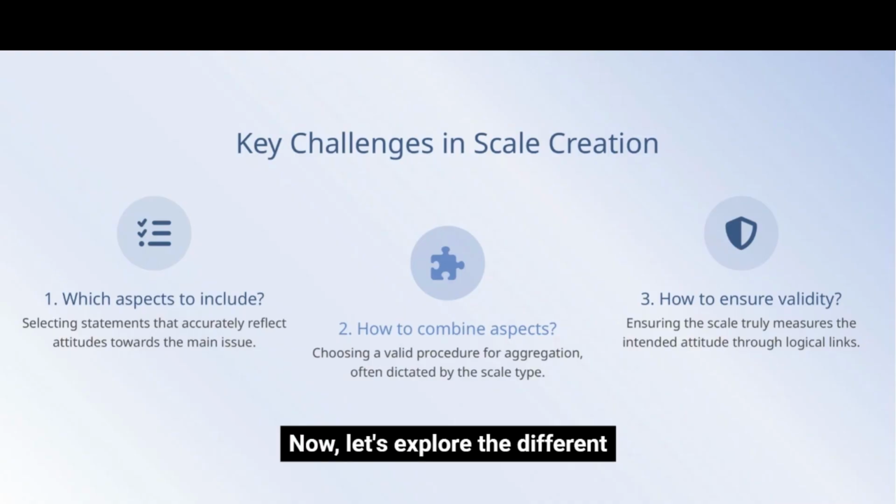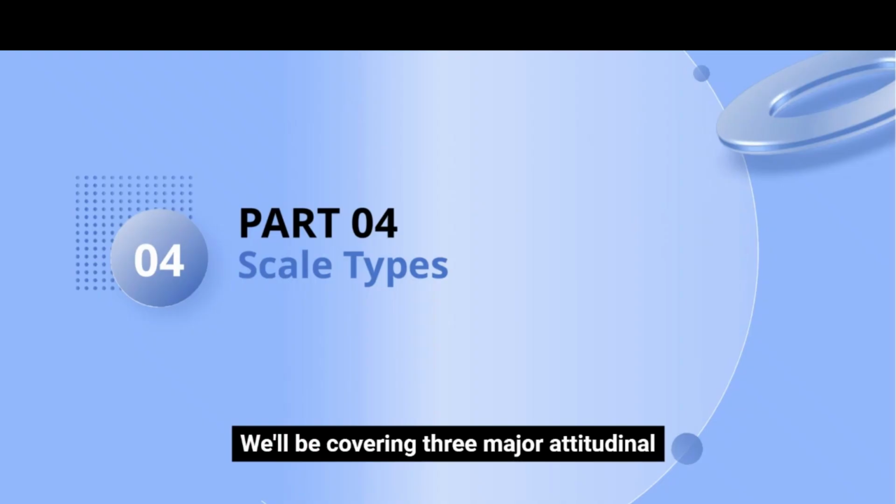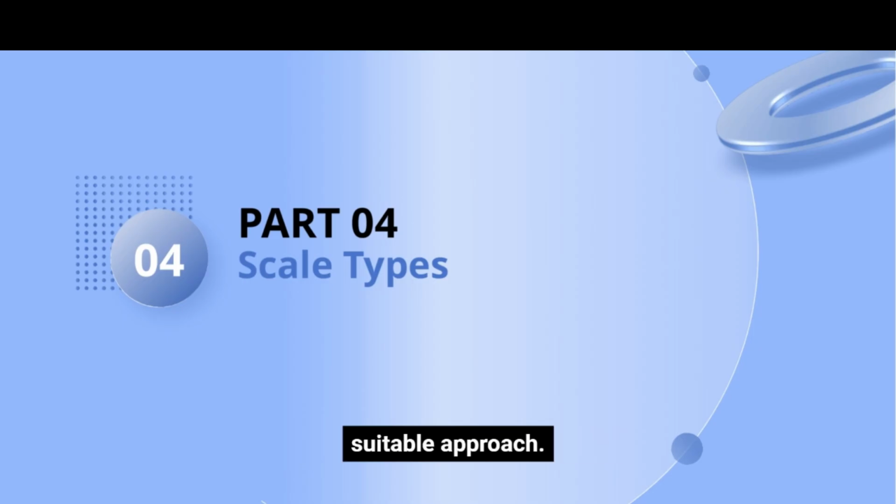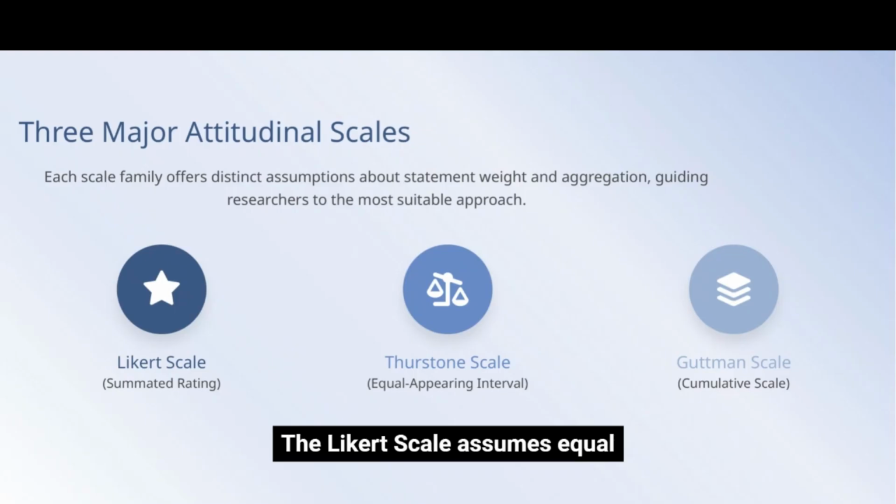Now, let's explore the different scale types. We'll be covering three major attitudinal scales: the Likert scale, the Thurstone scale, and the Guttman scale. Each scale family offers distinct assumptions about statement weight and aggregation, guiding researchers to the most suitable approach. The Likert scale assumes equal attitudinal value for all statements, providing a simple and relative ranking of respondents.